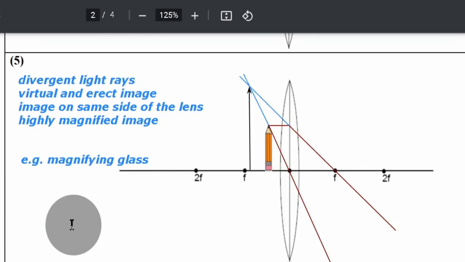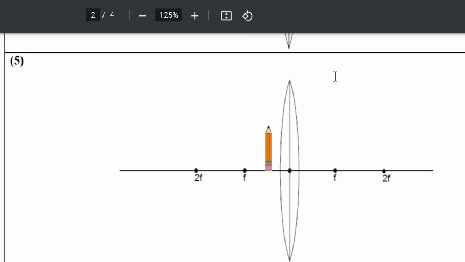Taking the example of a magnifying glass, you know that the image that is formed is highly magnified and it is on the same side of the lens. The image is formed right above the object, so just try to keep a magnifying glass in mind and you'll be able to relate to the scenario. So it's virtual, it's erect, and it's on the same side of the lens, and it is magnified as well, as I've tried to show over here.